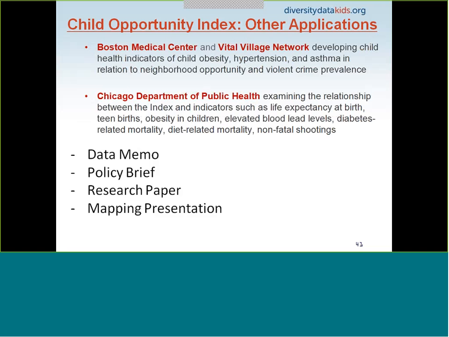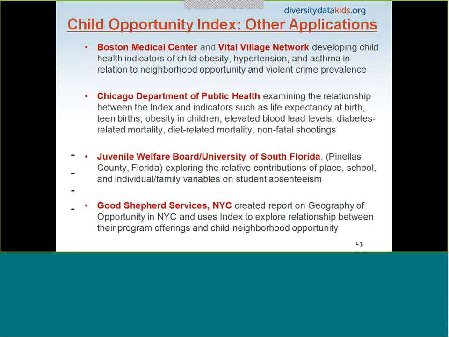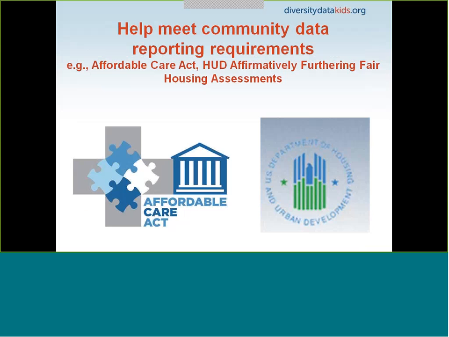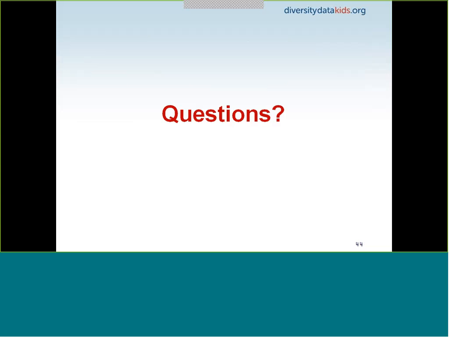We look forward to talking about this more in questions. And this is just to give you a sense of other applications, and I won't go into detail here, but we've had a number of health institutions, public health departments, or social services really focus in on the Child Opportunity Index as a way of taking assessment and making decisions about the kinds of things they want to do, or convincing funders or other partners to get on board. It's been used to help meet community data reporting requirements, for example, for the Affordable Care Act or for the HUD affirmatively furthering fair housing assessments.